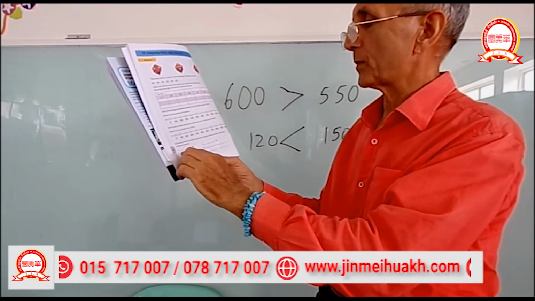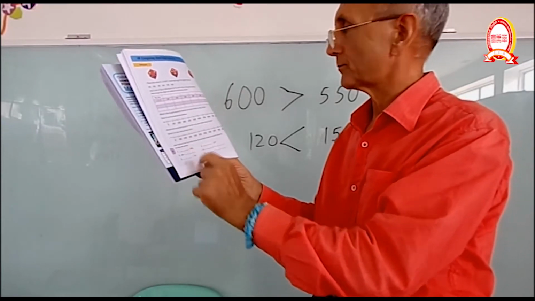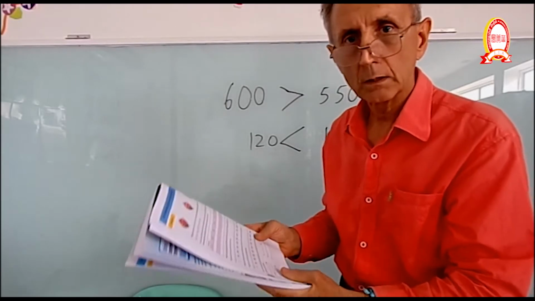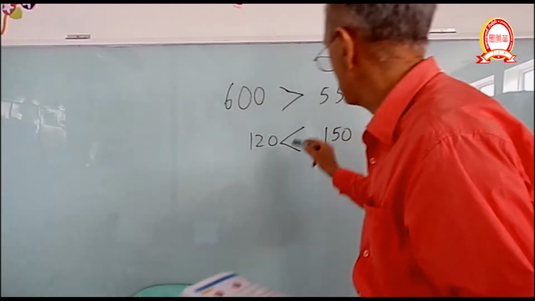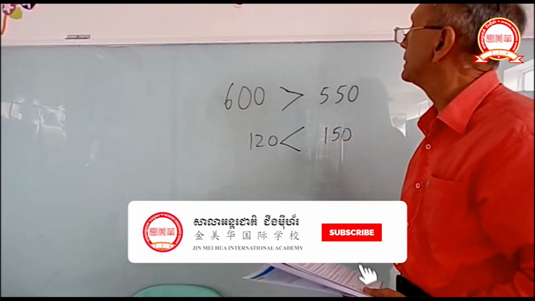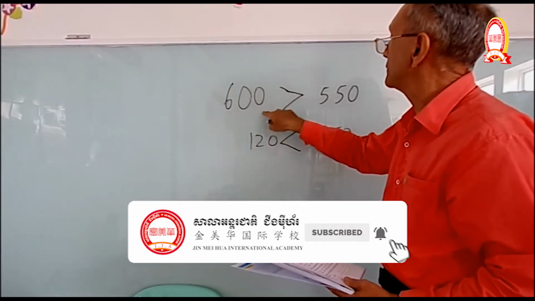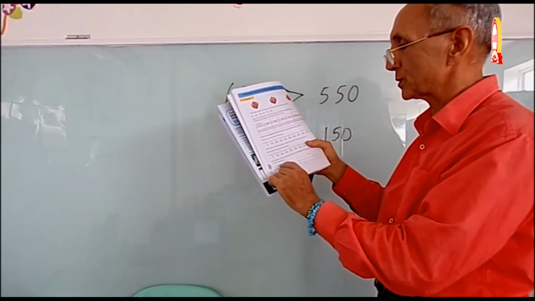Now, here we have some number sentences, 6 of them. This arrow means bigger than, and this arrow means smaller than. So 600 is bigger than 550, so that would be a good example to put here.